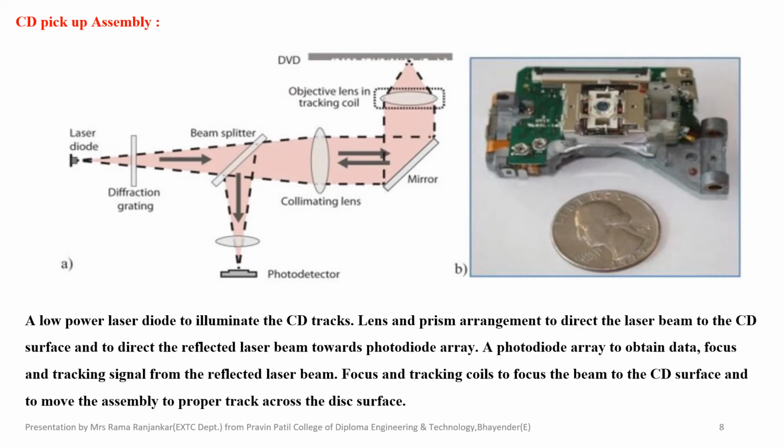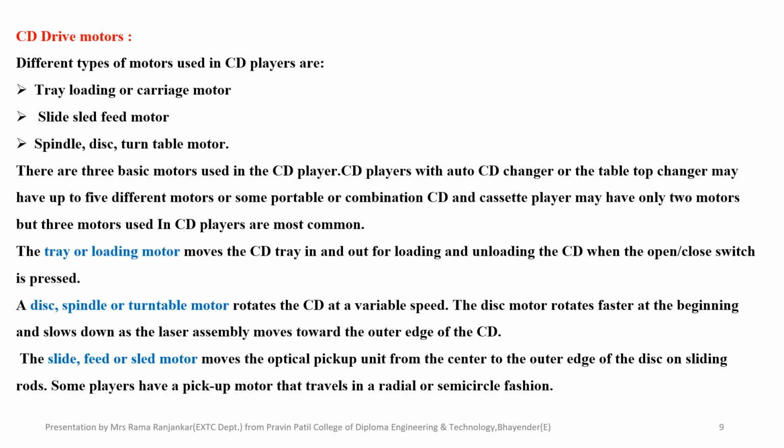In the optical pickup assembly, a low power laser diode is used to illuminate the CD tracks. A lens and prism arrangement is used to direct the laser beam to the CD surface and to direct the reflected laser beam towards the photodiode array. A photodiode array is used to obtain data, focus and tracking signal from the reflected laser beam. Focus and tracking coils focus the beam on the CD and move the assembly to the proper track across the disc surface.